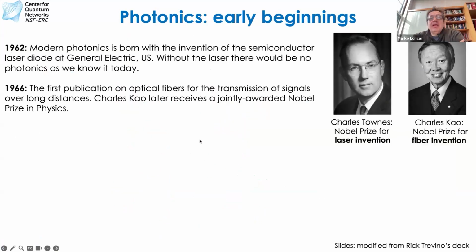Many years later, the modern field of photonics started when the first semiconductor laser diode was invented in 1962, preceded by lasers. Then in 1966, optical fibers were used to transmit optical signals across long distances. This is really when the field of photonics was born, where photons are used to carry information. In this case it was across long distances, but you will see this is a very powerful concept that allows us to carry information even at short distances.